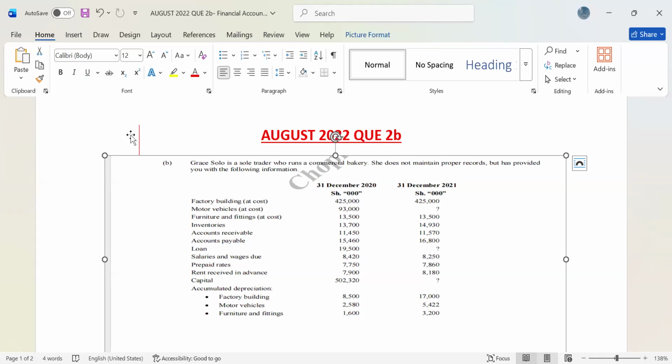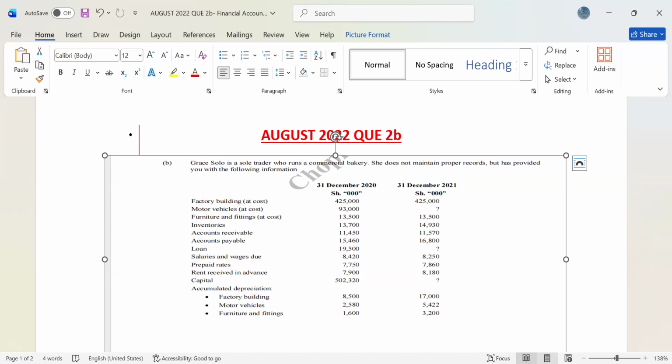Then we've got motor vehicle at cost. This motor vehicle at cost, in 2020 we've been given, but in 2021 we've not been given. And if you go maybe at the end of the question, you'll find that they want us to get the statement for 2021. So in this case, there could be some transaction, either a motor vehicle was bought or a motor vehicle was sold. That is why they have a question mark in 2021. They're not giving us the figure. Now, furniture and fittings at cost, 13,500, cutting across all the way to 2021.